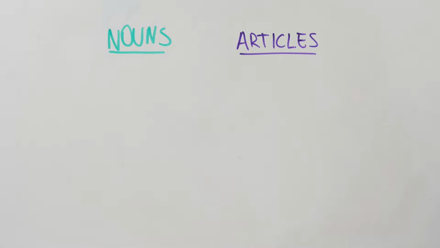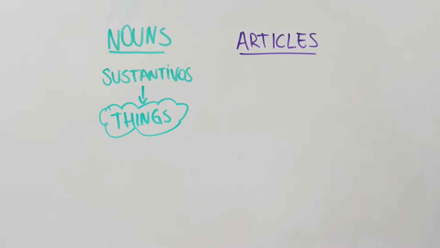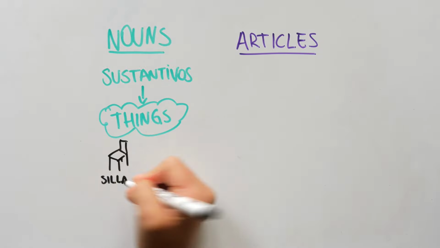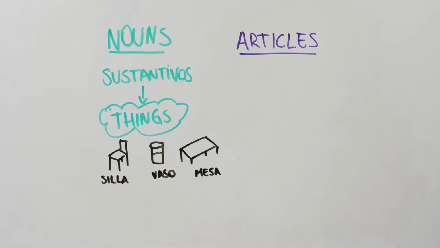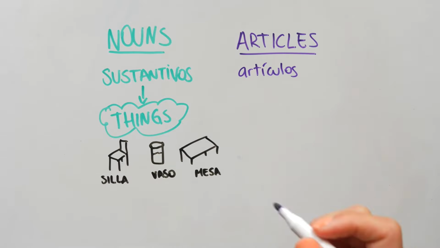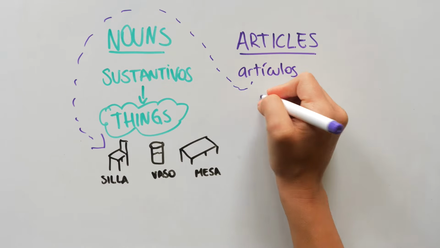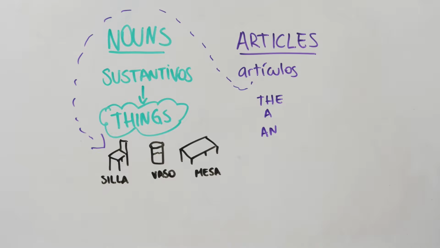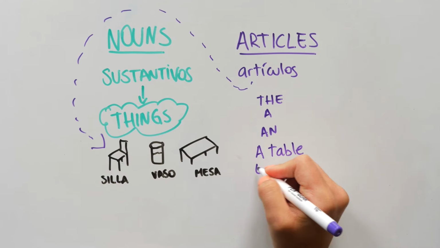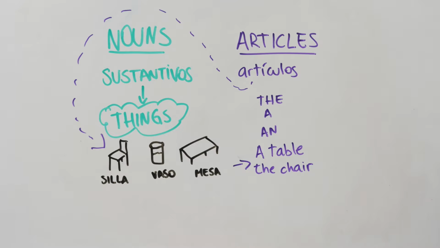The nouns, or sustantivos, are in a nutshell things like silla, vaso, or mesa. The articles, or artículos, are the words that we use before naming those things, like the or an. For example, we say a table or the chair. Got it? Muy bien. Now let's go a bit deeper.